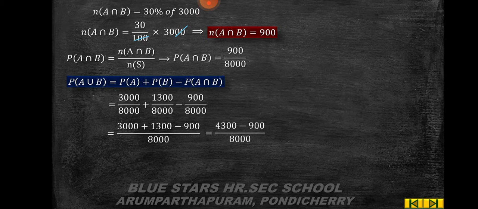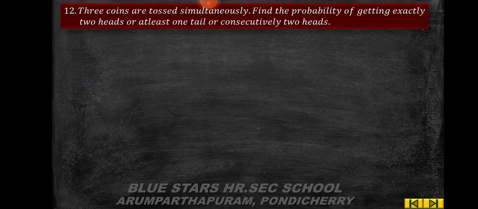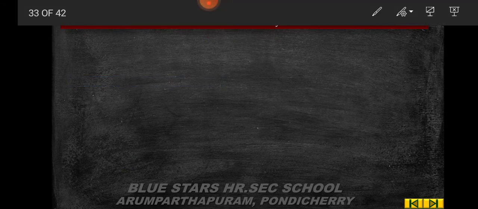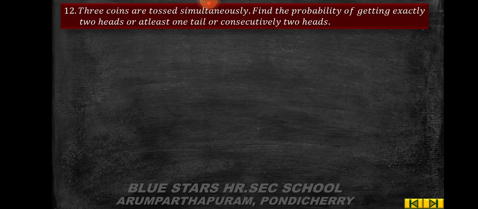Which is equal to 4300 minus 900 by 8000 is equal to 3400 by 8000. So the 0 and 0 get cancelled. You get 34 by 80 is equal to 17 by 40. Therefore, the probability that a chosen individual is either a female or over 50 years is 17 by 40.